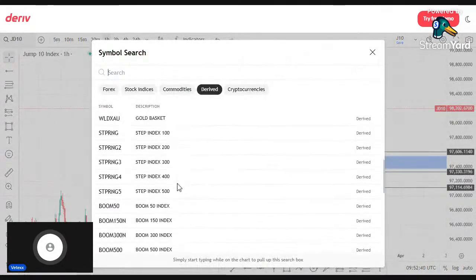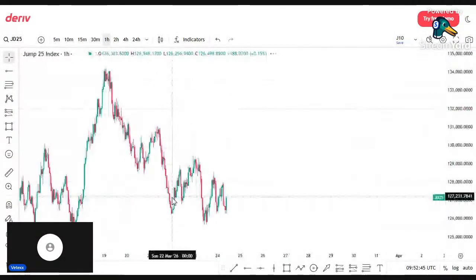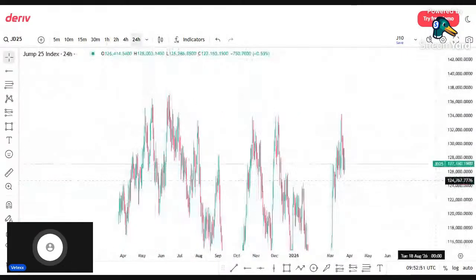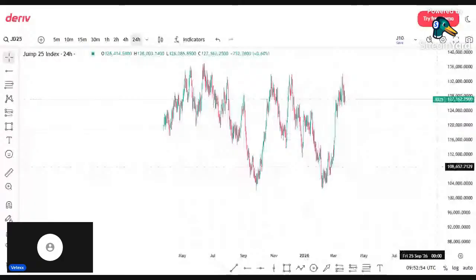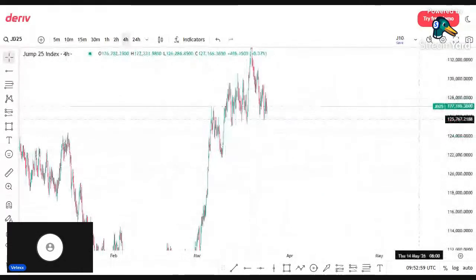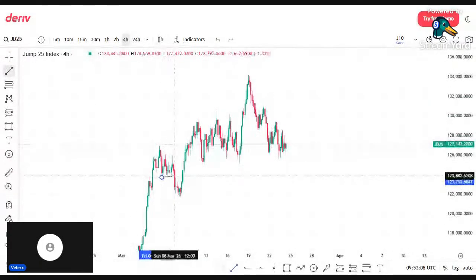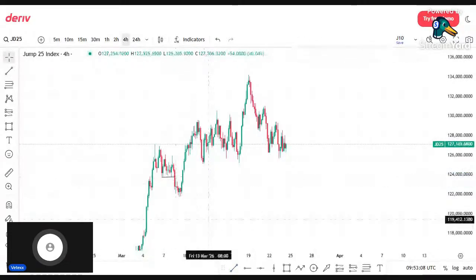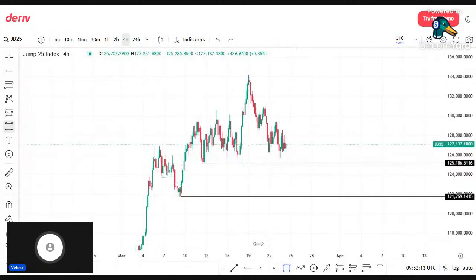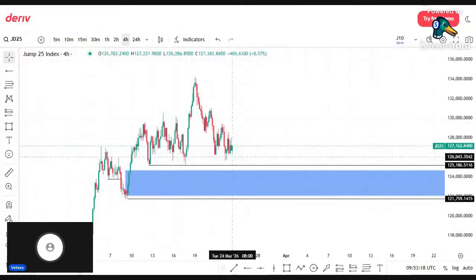The next pair I'll be checking is jump 25. Jump 25 on the 24-hour time frame is bullish, yet to smash its target. So on the 4-hour time frame, do we have a buy structure? On the 4-hour time frame, yes, we have a buy structure where we have this sweep of liquidity. We have this protected structural liquidity, protected low, and point of interest. So this is the POI we have on jump 25.